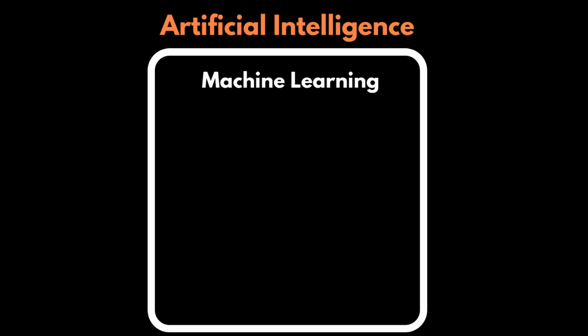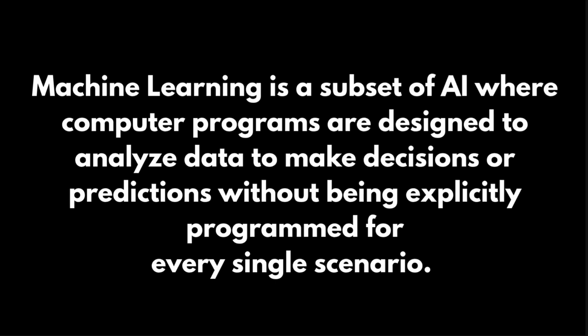Now, AI in its broadest sense is largely powered by something that's called machine learning. And in this course, machine learning is defined as a subset of artificial intelligence where computer programs are designed to analyze data, to make decisions or predictions without being explicitly programmed for every single scenario.